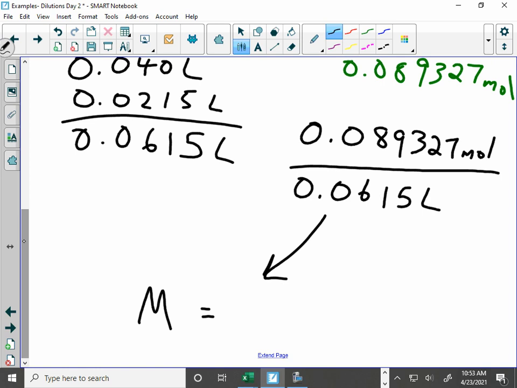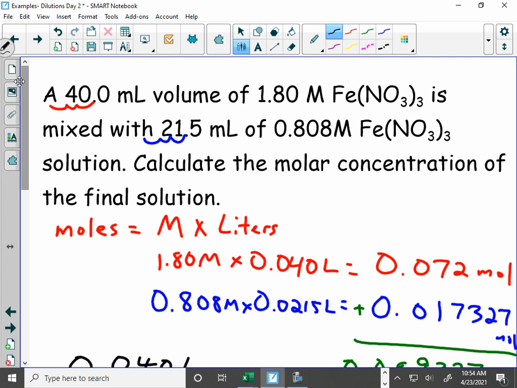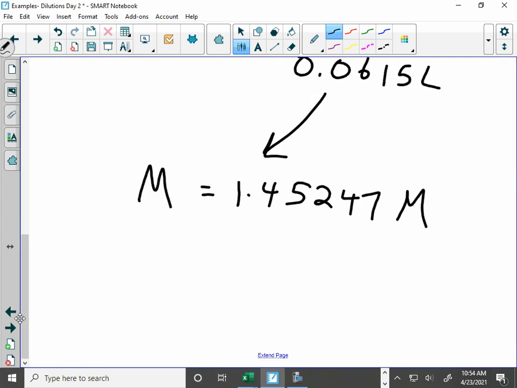So 0.089327 divided by 0.0615, and I get a value of 1.45247, and that is going to be molar. So I need to come back up. I didn't make a mental note. Come back up, and I see 3, 3, 3, 3. All of those have 3 sig figs, so my molarity is going to be equal to 1.45 molar.